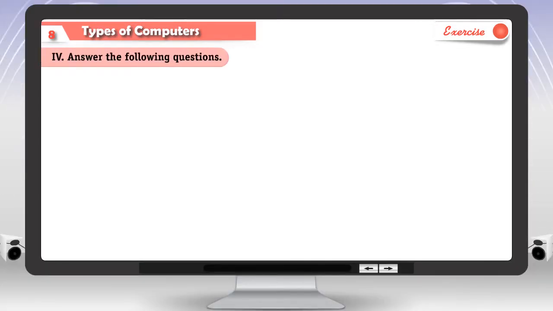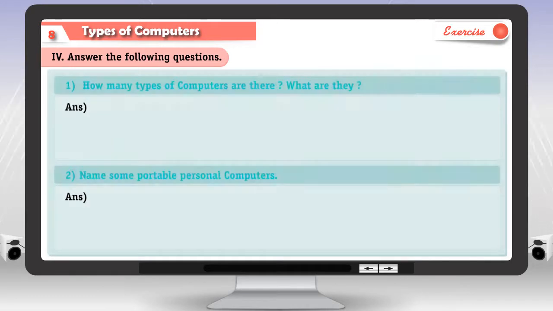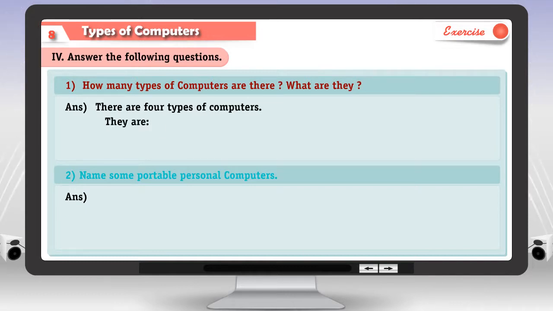4. Answer the following questions. 1. How many types of computers are there? What are they? Answer. There are 4 types of computer. They are 1. Microcomputer, 2. Mini computers, 3. Mainframes, 4. Supercomputers.